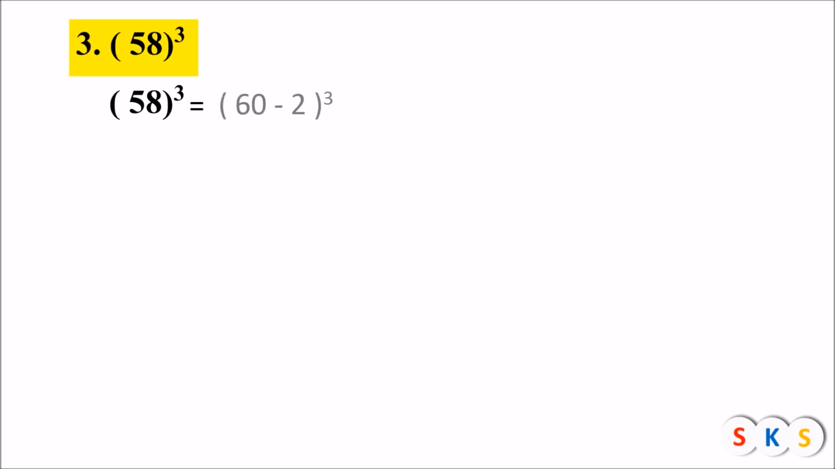Now here we have the third question, cube of 58. 58 can be written as 60 minus 2. So I'm writing 58 as 60 minus 2, so 60 minus 2 the whole cube. Now this question is in the form of a minus b the whole cube. So we will use this formula, a minus b the whole cube equals a cube minus 3a square b plus 3ab square minus b raised to 3. Now here we can take the first term of the binomial as a. This is your a.